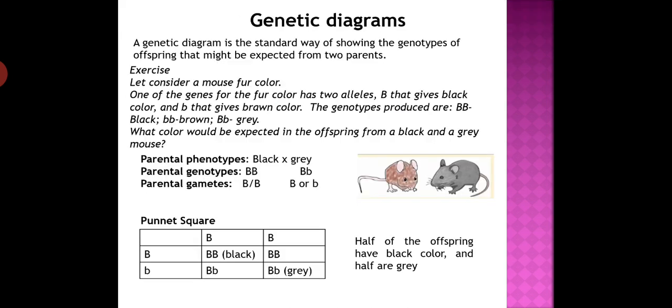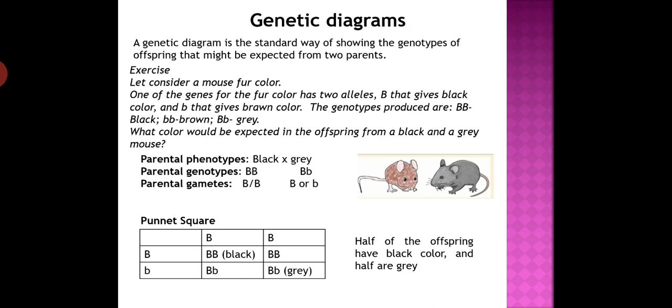Let's have another example explaining genetic diagrams. Genetic diagrams are a very simple, standard way to show the genotypes of the offspring that might be expected from two parents. In this slide, I have given an example of two mice, for which we are going to consider the color of their fur.